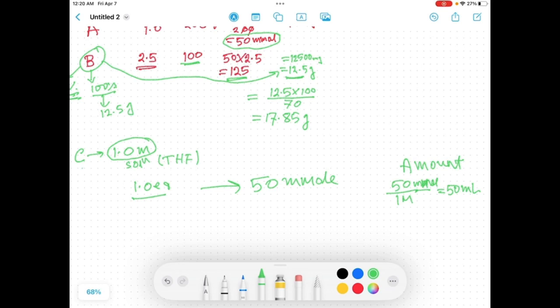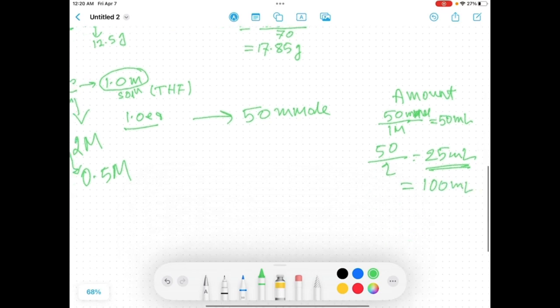Remember that if C is 2 molar, then you have to divide by 2, so 50 by 2, that means you need 25 milliliter of that liquid reagent. Whatever the molarity, if C is 0.5 molar, then it is 50 divided by 0.5, so it would require 100 milliliter. By this way you can calculate how much liquid reagent you need.